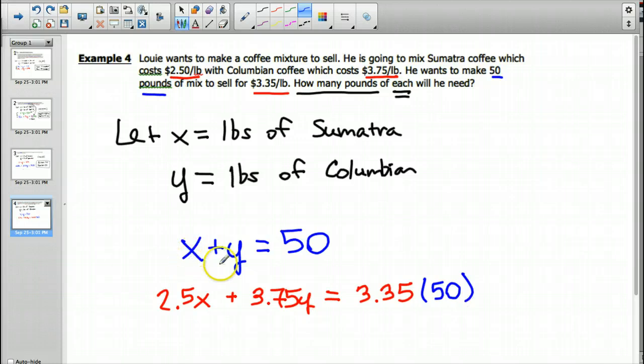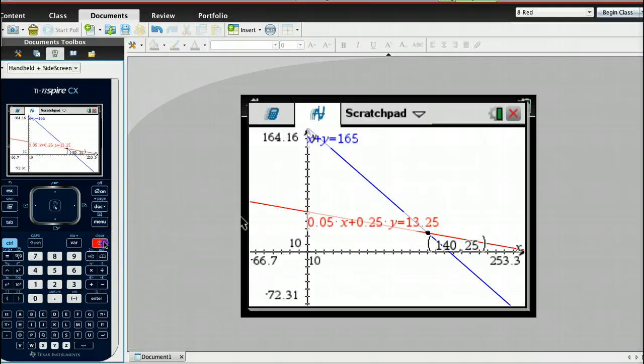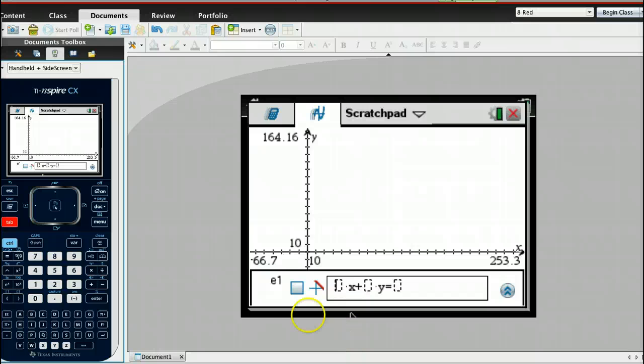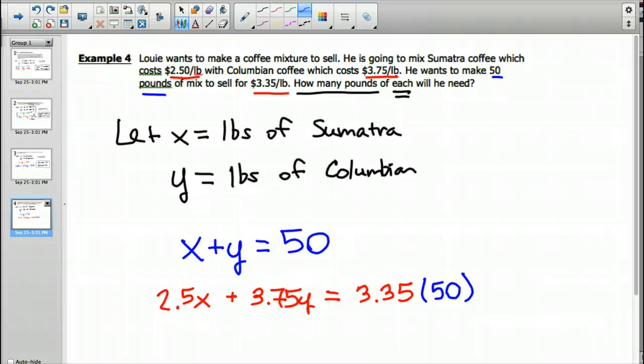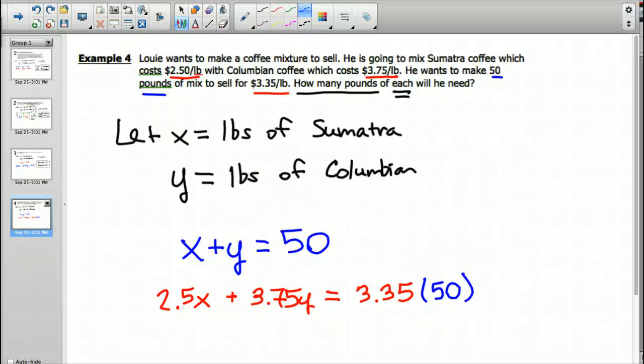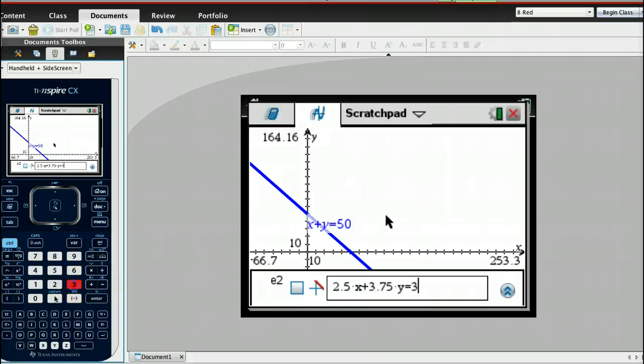Okay, so now let's graph this last system here. So we have x plus y equals 50. And we have 2.5x plus 3.75y equals 3.35 times 50.